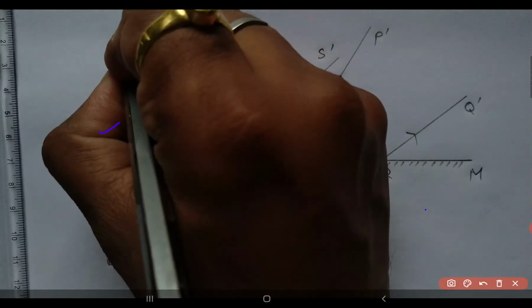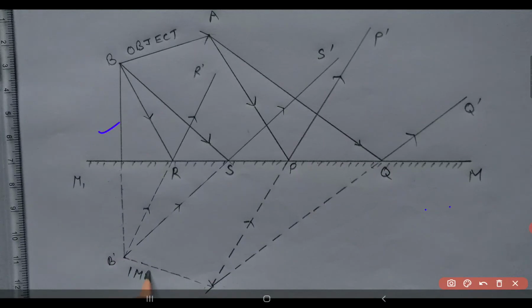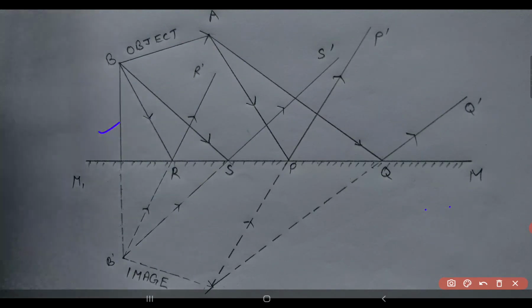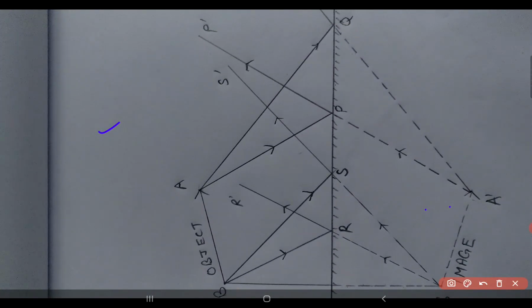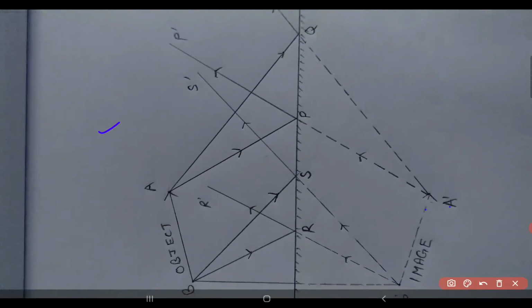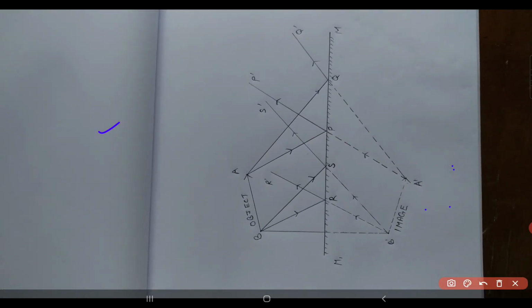So now my diagram is almost complete. Here I haven't drawn the normal. The object is there and the image is there. I hope you have understood, but this is horizontal and I am supposed to make it vertical, so I am flipping it. Now everything is not in the frame, so I will just zoom out. Here this is the figure which you can see. I hope it is clear.